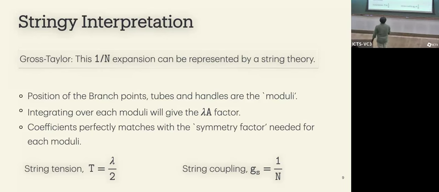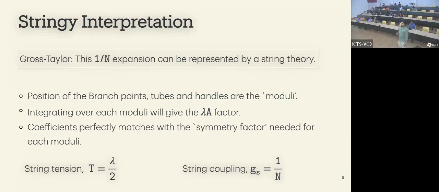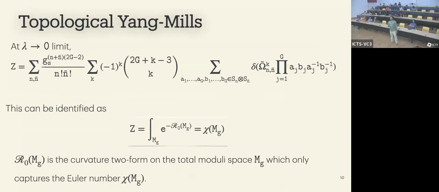So the coefficient perfectly matches with the symmetry factor needed for this moduli, and string tension is identified with this lambda by 2 factor, where lambda is the 't Hooft coupling we defined previously. The string coupling is 1 by n simply, and now we are interested in the topological Yang-Mills, where we set lambda equal to 0. In the lambda equal to 0 limit, the same expression doesn't have the exponential factor. You had a dimension and then an exponential of lambda a. That exponential is not there, but you have the dimension and the expansion of that dimension.